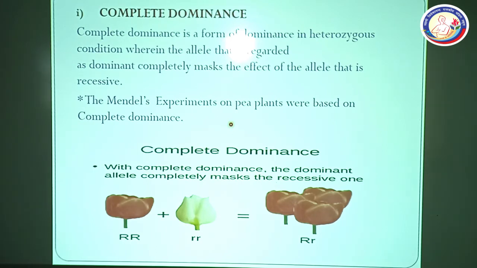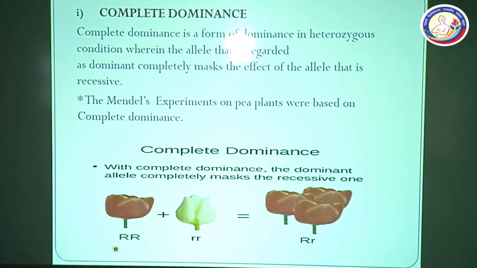It is already explained. Have a look again here. Complete dominance is a form of dominance in heterozygous condition wherein the allele that is regarded as dominant completely masks the effect of the allele that is recessive. So what will you see when an allele is masking the effect of another allele, that is the dominance? So Mendel's experiment on pea plants was based on complete dominance.